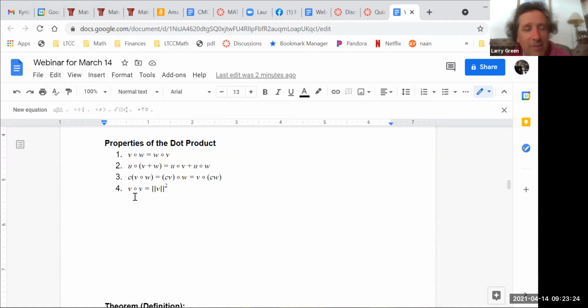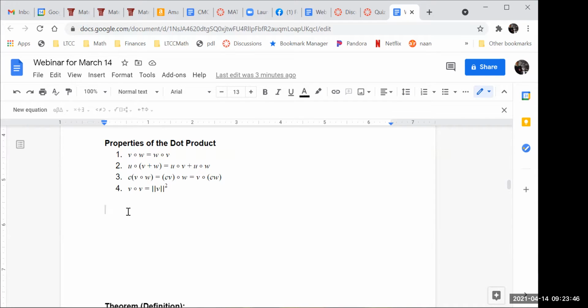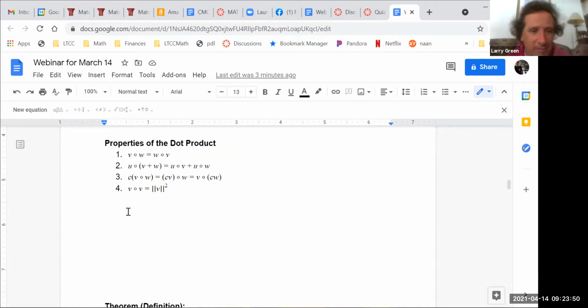Okay, and then we have number 4, v dot v is equal to the magnitude of v squared. Okay, all these are important, by the way. What I'll do, and I'll let you choose which one, is prove one of them. Which one do you want to see? Pick 1 through 4. 3. 3 it is. Okay, I think I'll do it in R2 just because it's less typing.